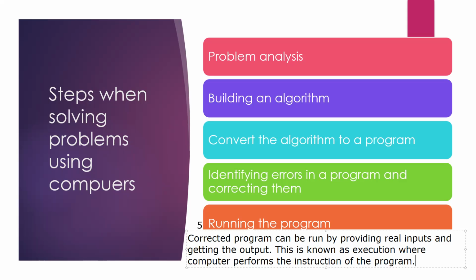Now, from the previous step, we learned we identify any errors and we correct them. So that means once you correct them, you can run by providing real inputs, the real values. So this is known as executing, where the computer performs the instructions of the program.